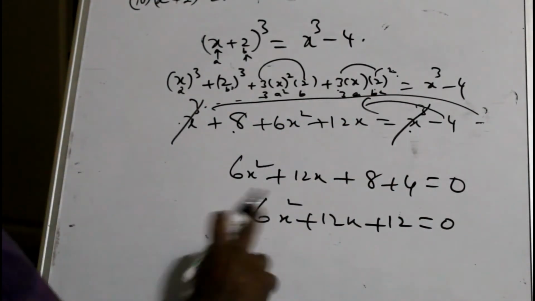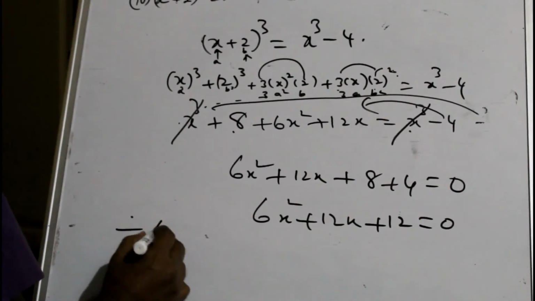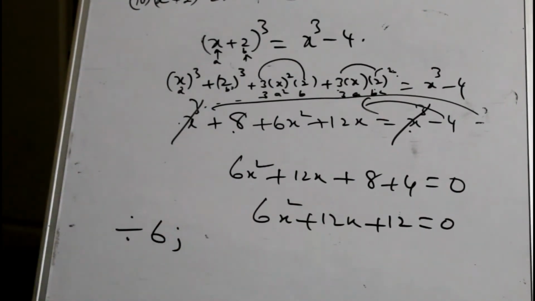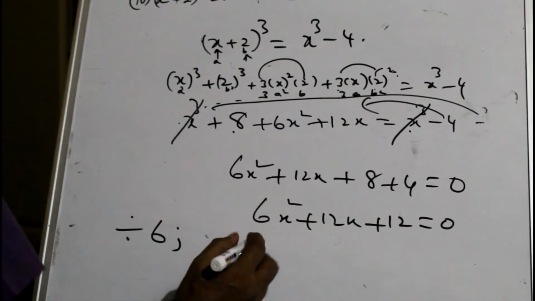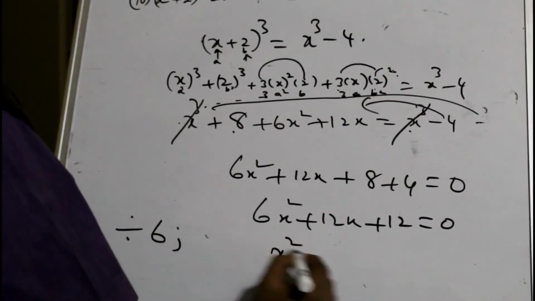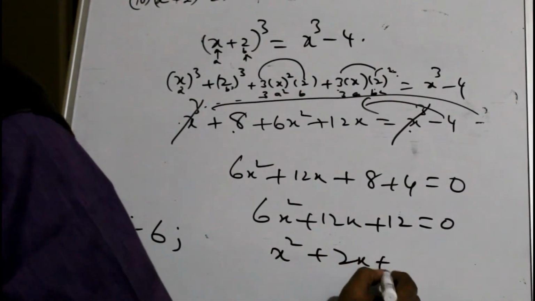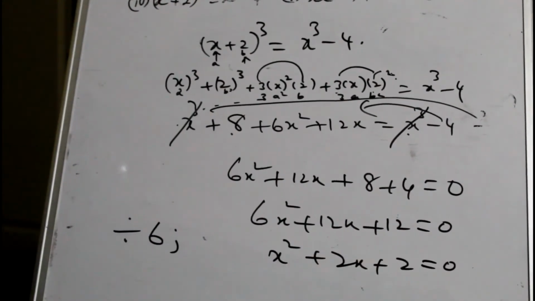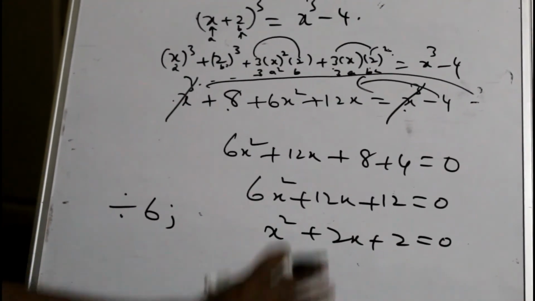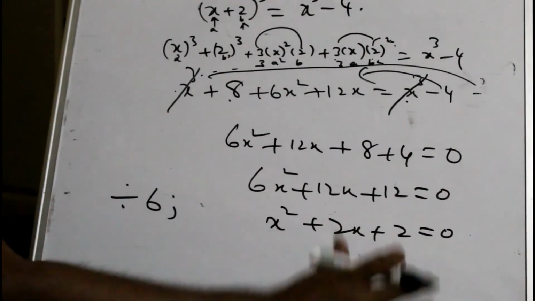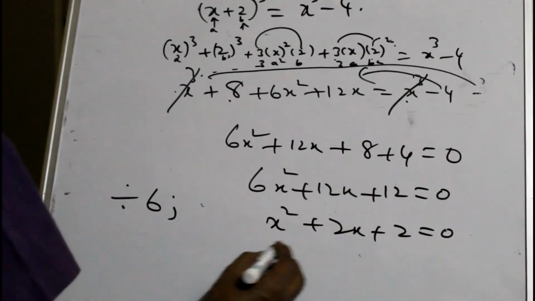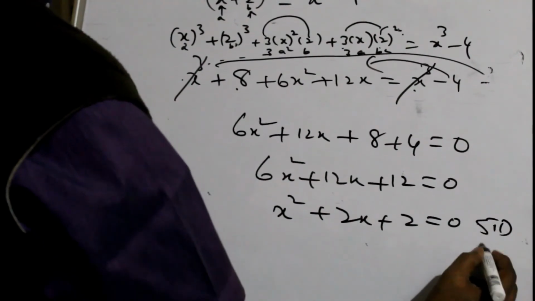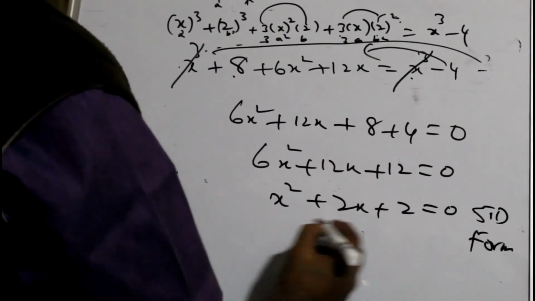Generally, this is a quadratic, but if something is common, you can divide by 6. So that's a good habit before bringing it to standard form. If you divide by 6, you get x square plus 2x plus 2 equal to 0. When something is common, you try to divide. Learn this first so that when you do sums, it will be much easier. Now this is a quadratic. This is called standard form. You brought it to the standard form.